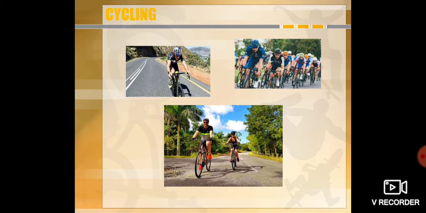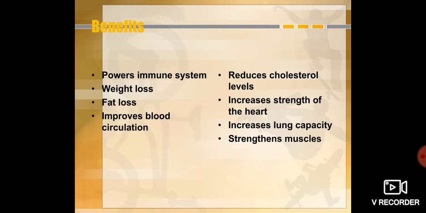The sport itself is governed by the Union Cyclists International, and it has amateur races for men, women, and children, by age or groups, etc. It's a very popular sport in Europe. Cycling, more than a sport, is also for recreation and transportation, and it has a good impact on our body. Some of the benefits are: powers the immune system, weight loss, fat loss, improves blood circulation, reduces cholesterol levels, increases strength of the heart, increases lung capacity, and strengthens muscles.